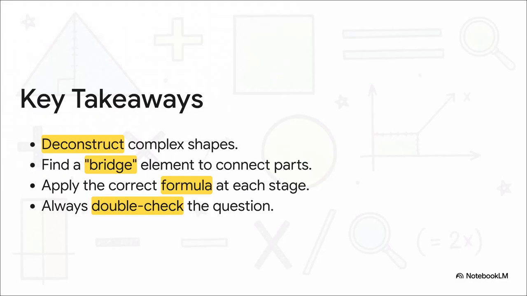So what's the real lesson here? It's all about the strategy. It's about looking at a big, messy shape and breaking it down into smaller, manageable parts. It's about finding that bridge, that one key piece of information that connects the two halves of the problem. And, as we just saw, it's about always paying close attention to the details of the question you're given.